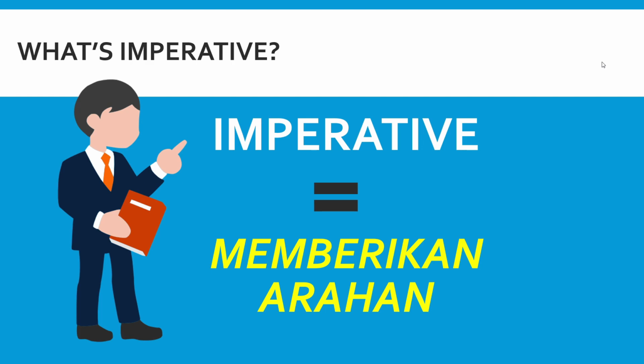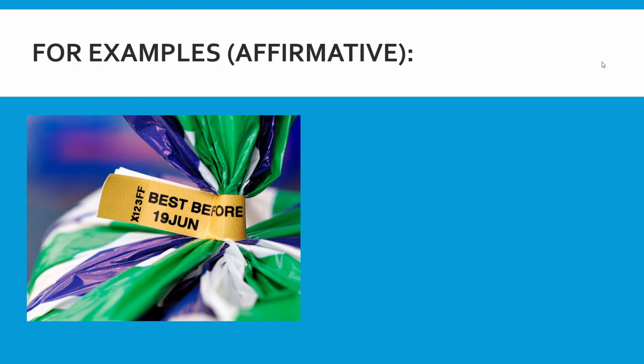However, bear in mind that imperative is divided into two types. First is affirmative and second is negative. As what I mentioned in the previous lessons, affirmative means yes and negative means no. So take a look at this example of affirmative sentences.